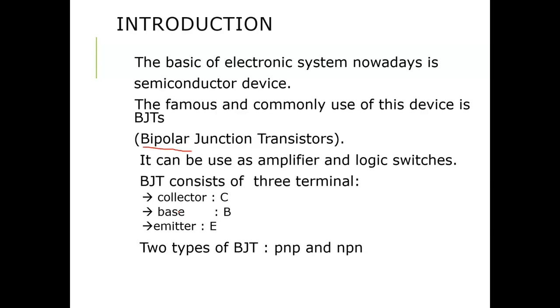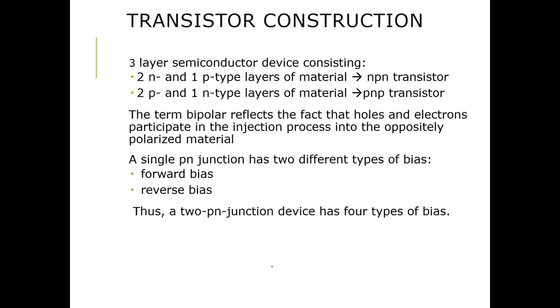Two types of BJT are available. One is an NPN, the other one is PNP. So we have the NPN transistor and the PNP transistor. Three terminals: base, emitter, collector, and two types of BJT, NPN and PNP.